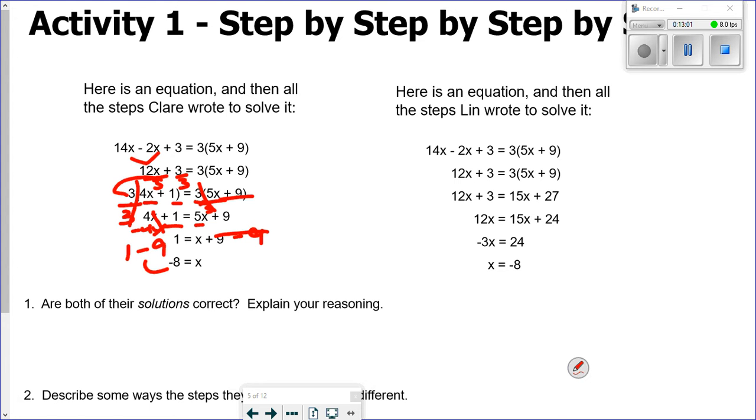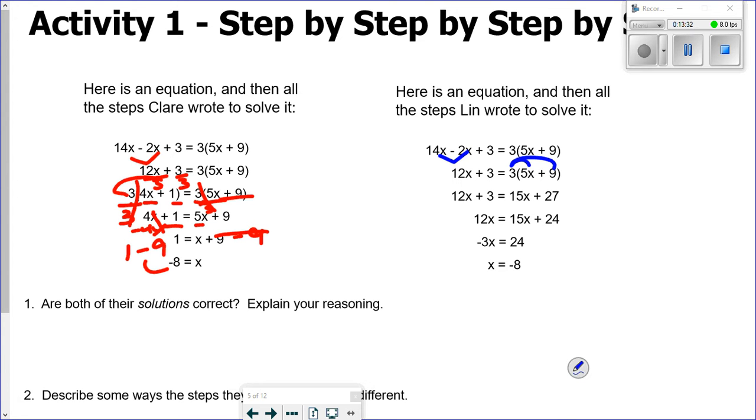Let's go ahead and take a look at what Lynn did. When analyzing Lynn's work, it looks like she took the first same step as Claire. 14x minus 2x gives her 12x. Then, however, it looks as if Lynn takes a different approach. If I look to the right-hand side of this equation, I can see that her parentheses are gone from the right side. So that means she must have distributed the 3.